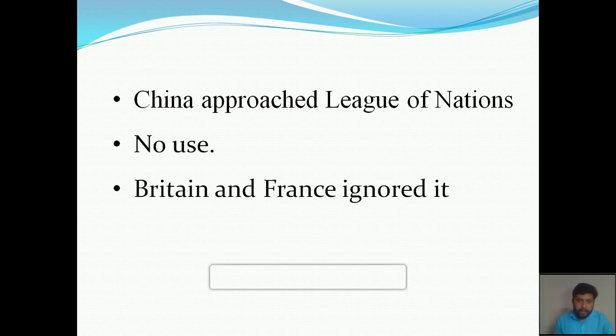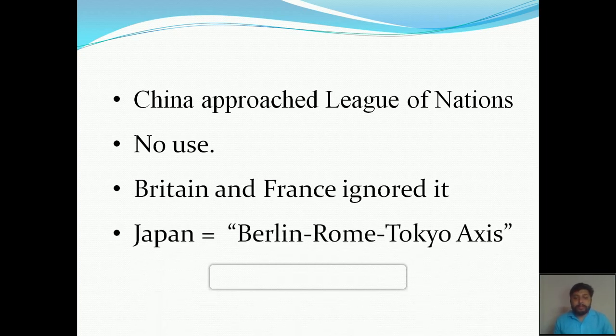In order to strengthen her power, Japan joined the Berlin-Rome-Tokyo axis. If you want to understand what the Berlin-Rome-Tokyo axis is, you have to know what is meant by it. Earlier it was known as the Berlin-Rome axis. Berlin is a famous place in Germany, and Rome is a famous place in Italy. So Berlin means Germany, Rome means Italy.